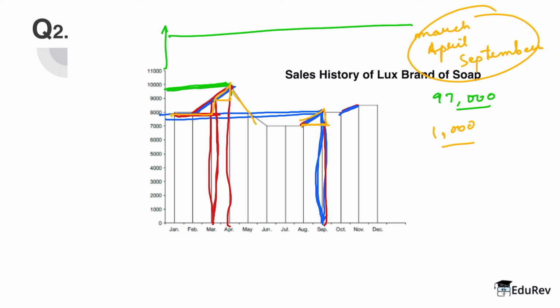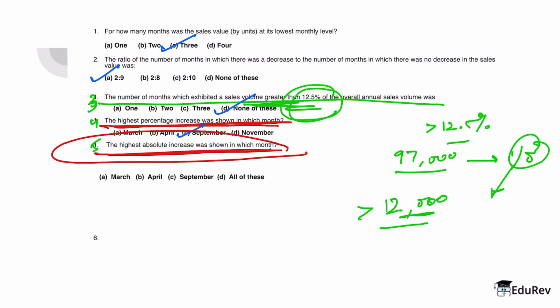Because other than that, everything is either decreasing, constant, or smaller, the increment being in October. So all three of them show an increment of 1000 units, and the answer is March, April and September. That is option D. So here we end with this as well.